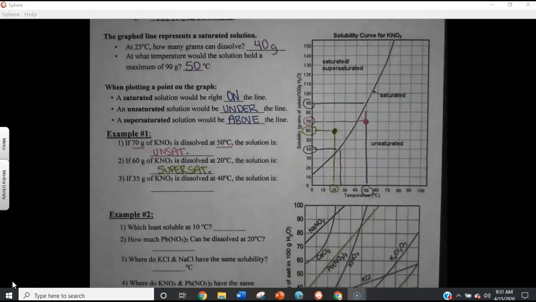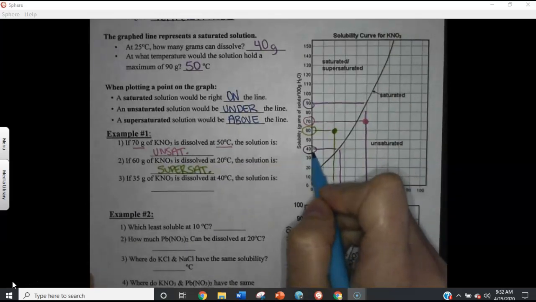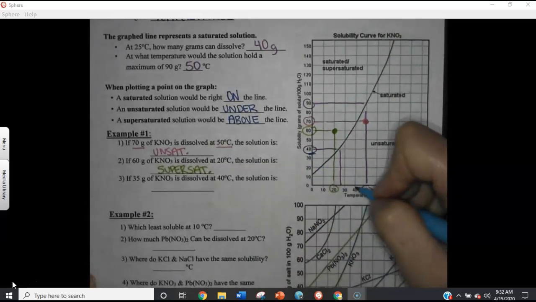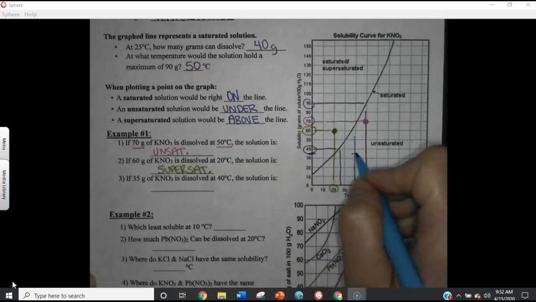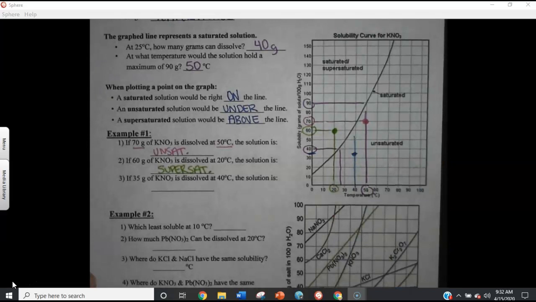And then number 3 says 35 grams, so I'm going to approximate right about here. 35 grams dissolved at 40 degrees. Okay, so that looks like it's right about there, which is another unsaturated.